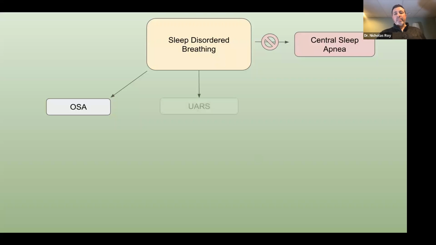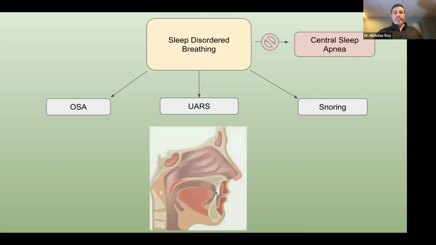We also have its cousin condition, upper airway resistance syndrome, or UARS. And then lastly, snoring, which isn't necessarily a diagnosis in and of itself, but it's a condition that lives on a continuum with OSA. I did put that here because it's often thought of as a diagnosis. So let's go back to our sagittal view.